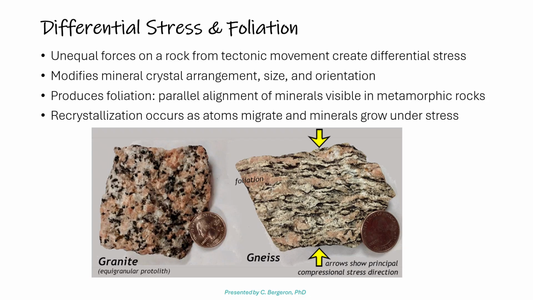Now, differential stress produces these rock textures, and what's characteristic about foliation is that it's basically a parallel alignment. Visibly, it's easy to spot. Usually these parallel alignments are very obvious and easy to spot.